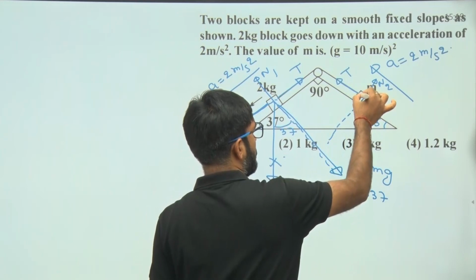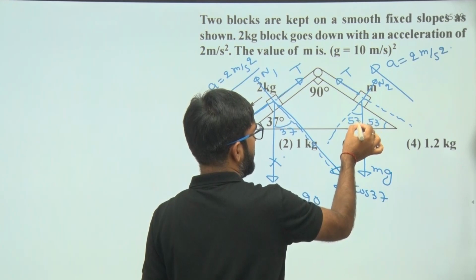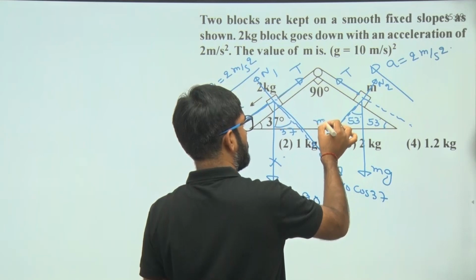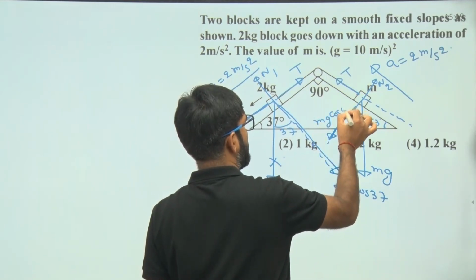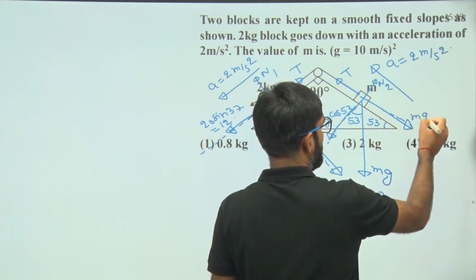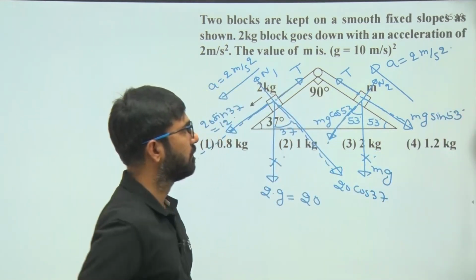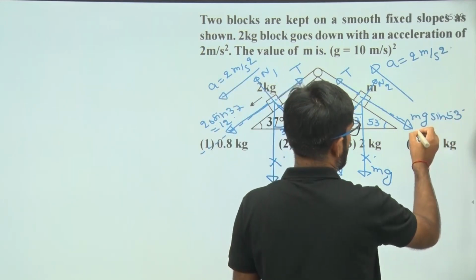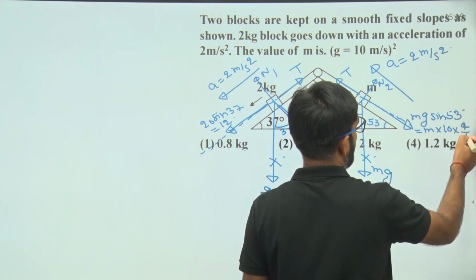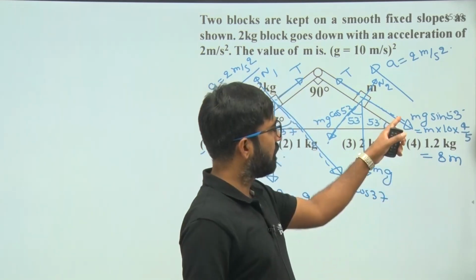We have to take the component of gravitational force mg. Since this angle is 53 degree, again this angle will be 53 degree. Component of this mg in this direction is mg cos 53, and component of mg in this direction will be mg sin 53. Put the value of g and sin 53. We get m, value of g is 10 and sin 53 is 4 by 5. Then this value will be 8m. Value of this component is 8m.